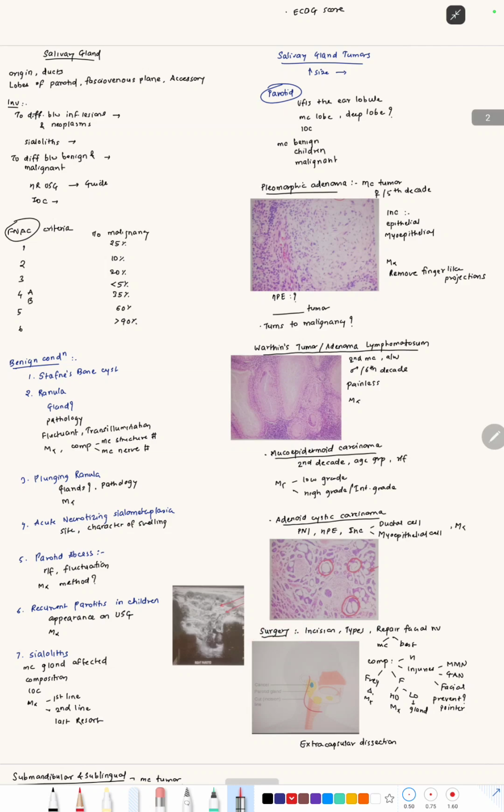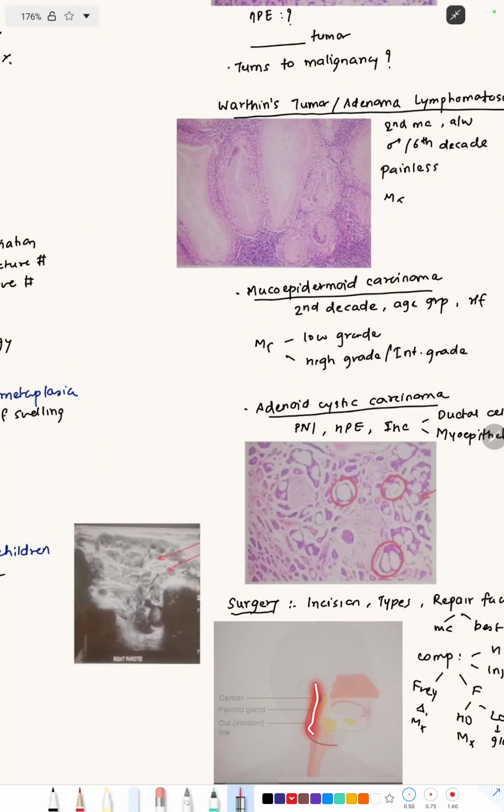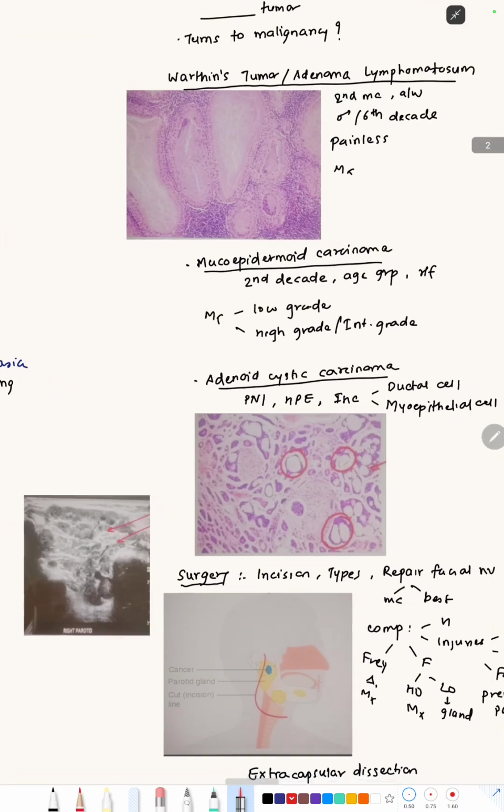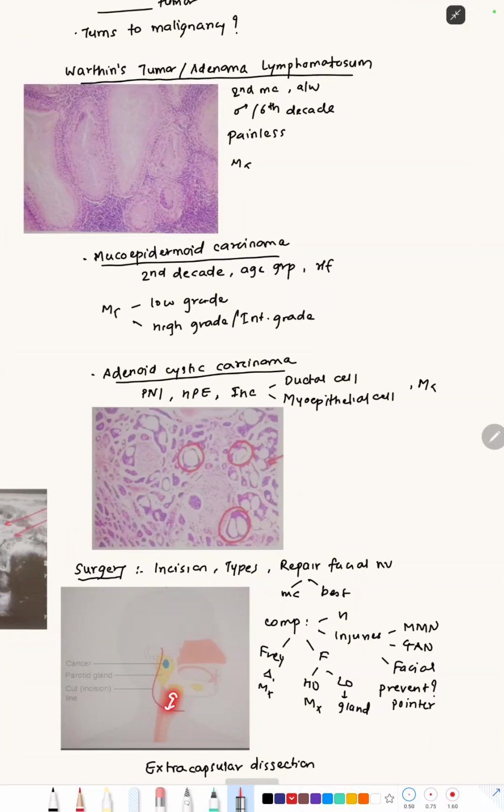Then surgery. The incision that is made over here is called the Lahey's incision or modified Blair's incision. It is also made two finger breadths below the angle of the mandible to protect the marginal mandibular nerve. Then there are different types of surgery. The first is going to be superficial parotidectomy, generally done for benign conditions, and total parotidectomy, where the whole of the parotid gland is removed.